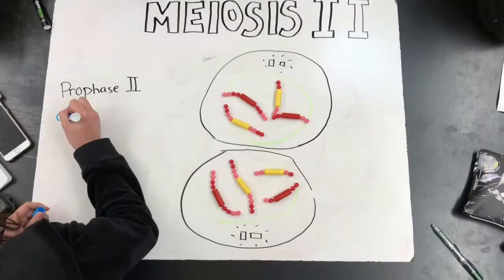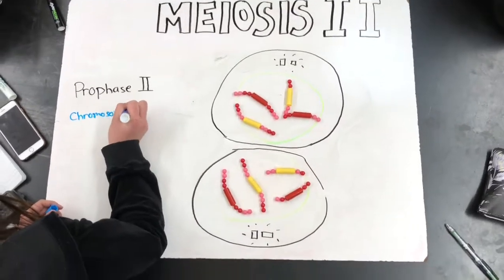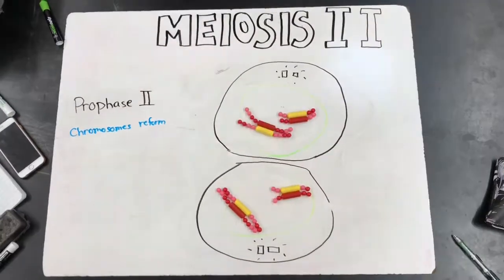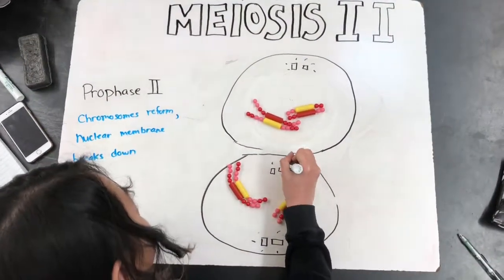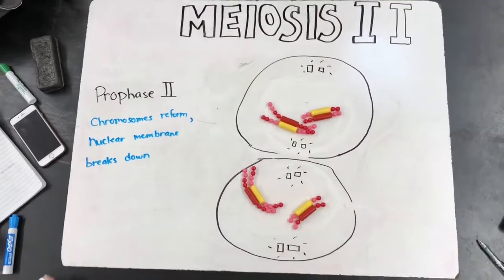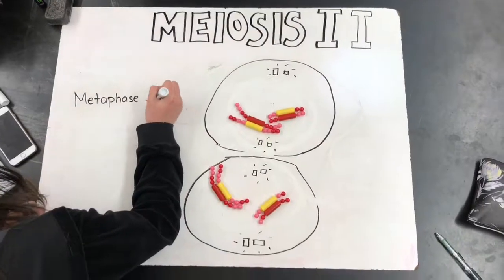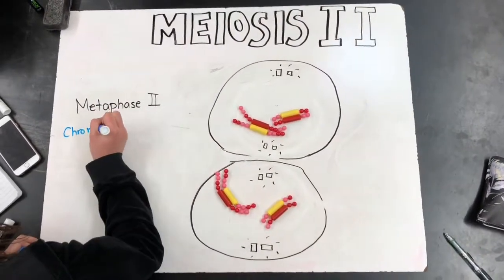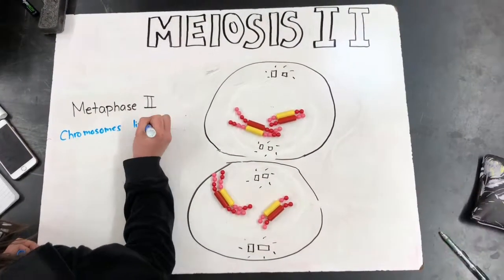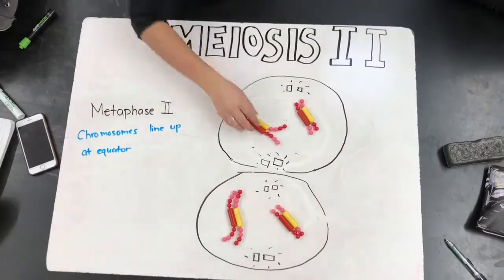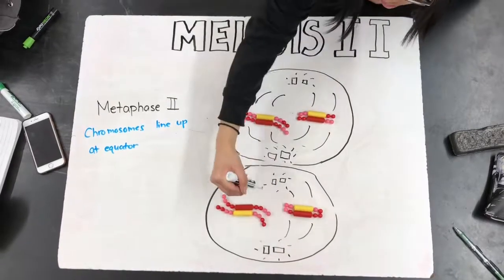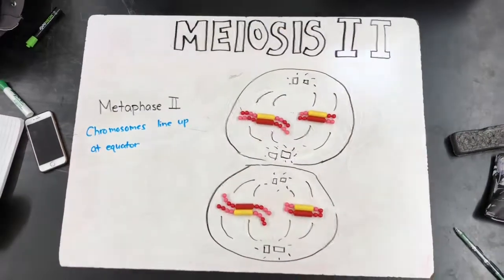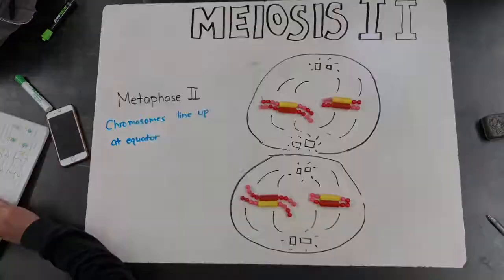Hooray! Prophase 2. Chromosomes reform in prophase 2 and the nuclear membrane breaks down once again. Metaphase 2. During metaphase 2, single chromosomes line up at the equator. The centrioles form spindle fibers and connect to the centromeres this time.